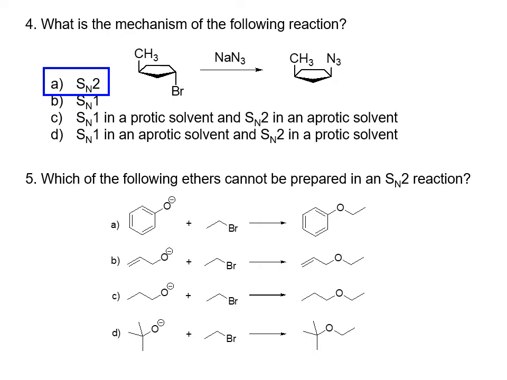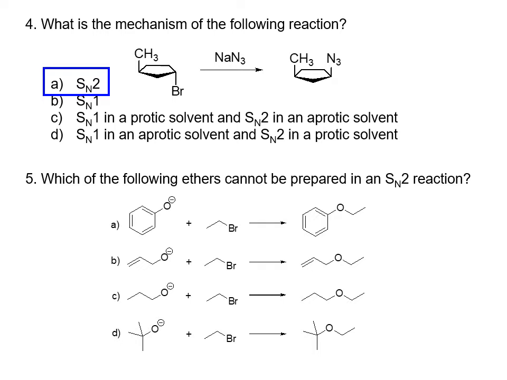Phenoxide anion is a nucleophile, so we would expect this reaction to proceed reasonably well and in good yield. In next case B, we have anion of allyl alcohol, and this allyloxy nucleophile again is a strong nucleophile, so we would expect this reaction also to proceed in good yield.